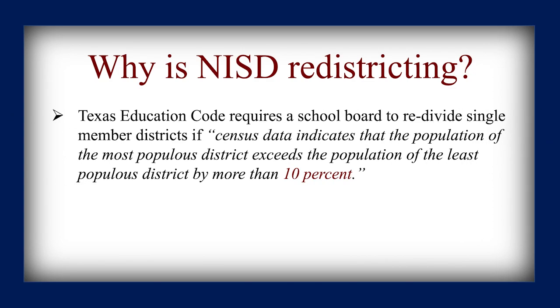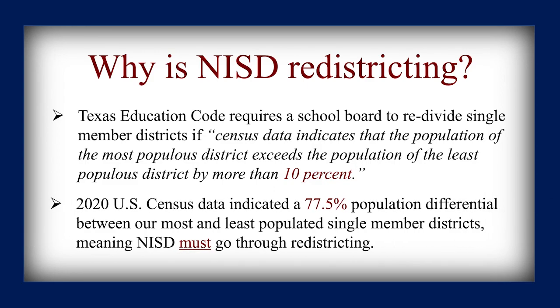Texas Education Code requires that a school board redivide its single-member districts if census data indicates that the population of the most populous district exceeds the population of the least populous district by more than 10%. The 2020 U.S. Census indicated a 77.5% population differential between our most and least populated single-member districts, meaning Northside must redivide the districts to bring the differential back to 10% or less.